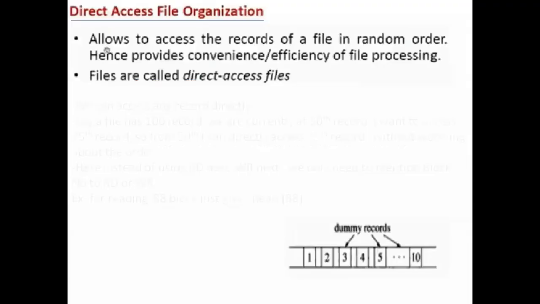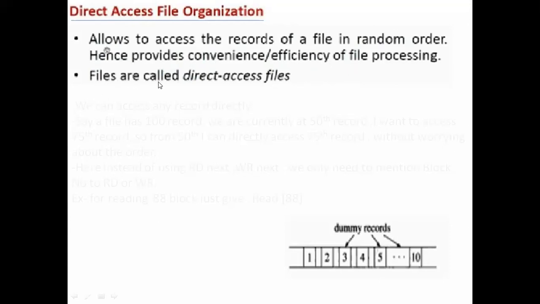Next is direct access files. As the name itself indicates, this allows access to the records of a file in a random manner. The disadvantage we had in the sequential access file organization can be solved in this direct access file organization. How come? Because it allows access to the records of the file in a random manner, meaning directly I can access the third record or fourth record or the 10th record. Hence it provides convenience and efficiency of file processing.